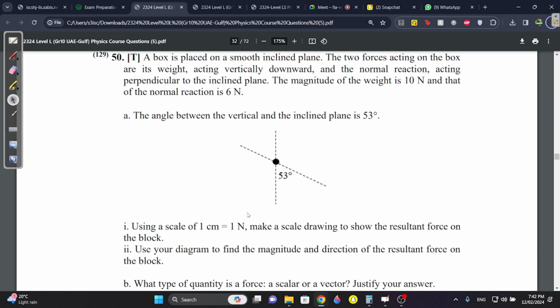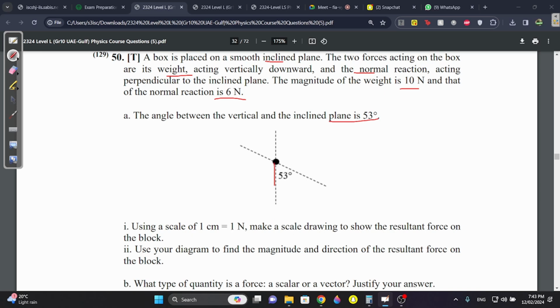Question 50. Okay, number 50. These top questions are pretty annoying. There's a box placed on an inclined plane. There's two forces, weight and normal reaction. The weight is 10 newtons and the reaction is 6. The angle between the vertical and inclined plane is 53 degrees. Make a scale drawing to show the resultant force on the block.